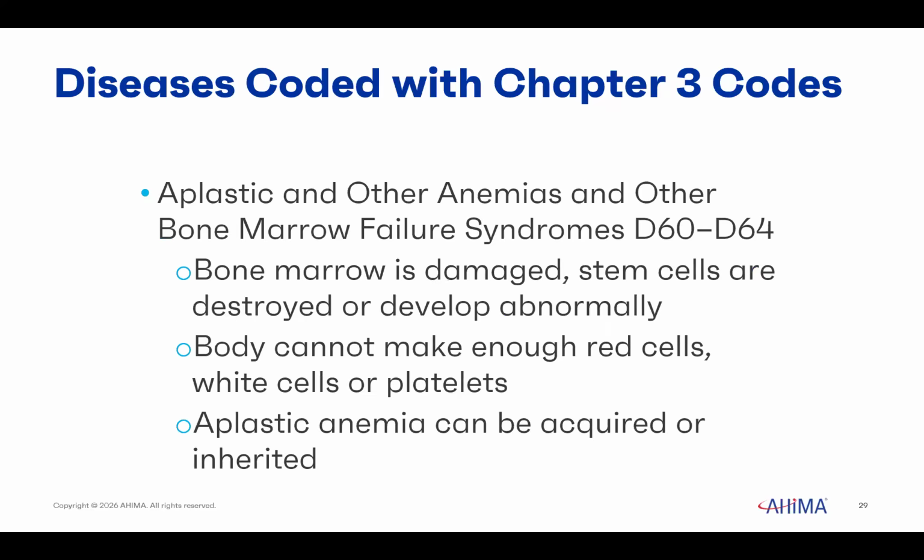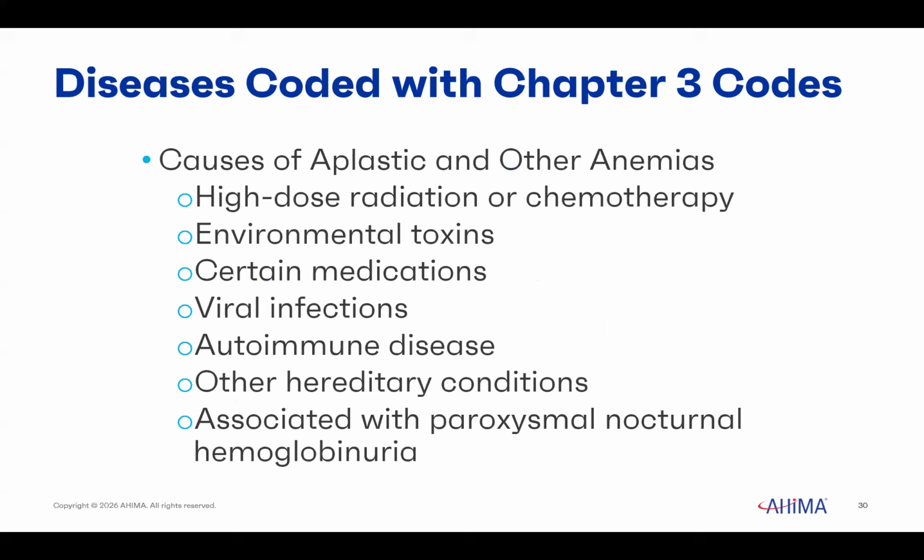Aplastic anemia and other bone marrow failure syndromes falling into code categories D60 through D64 happen when the bone marrow is damaged and can't make enough blood cells. This can be either inherited or acquired. Some causes of aplastic anemia include high dose radiation or chemotherapy, toxins, certain medications, viral infections, autoimmune diseases, and other hereditary conditions. It's also linked to paroxysmal nocturnal hemoglobinuria.